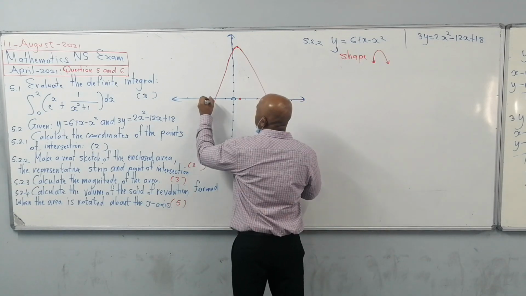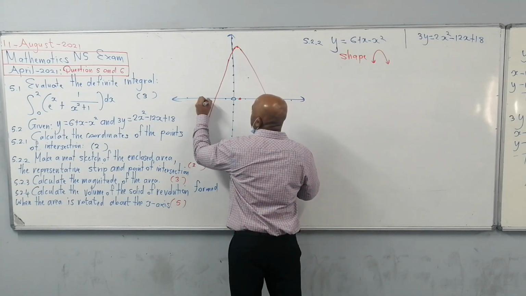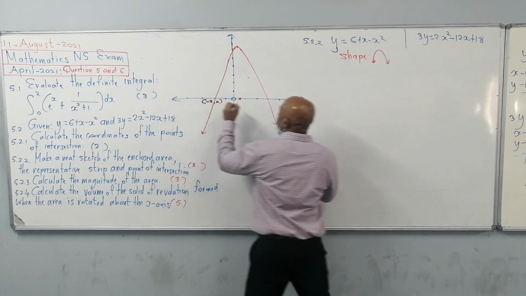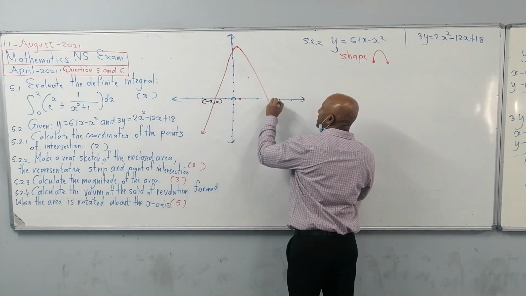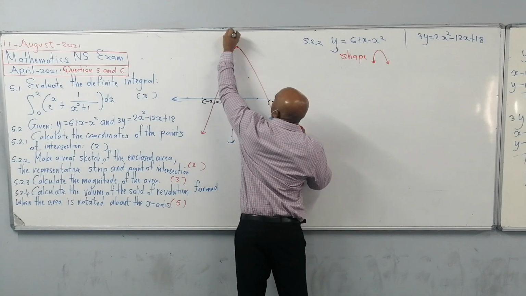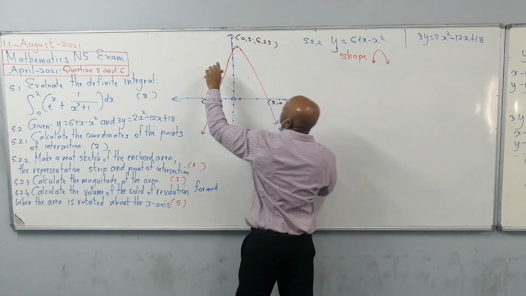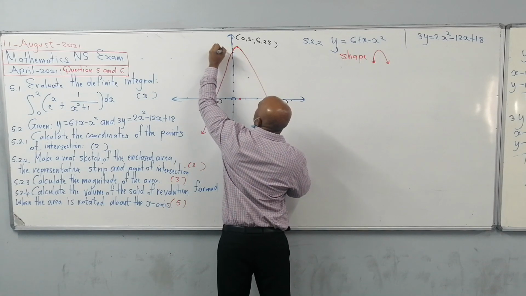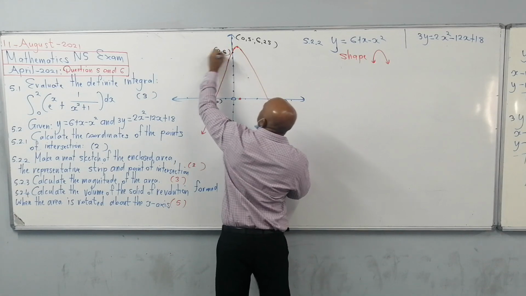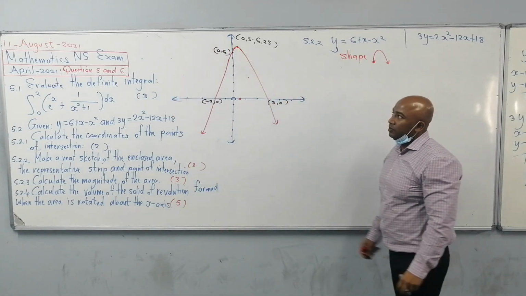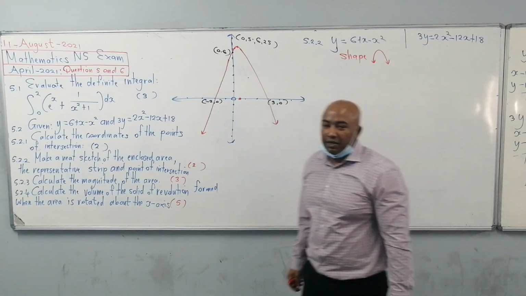So this was a minus 2, 0. This is a 3, 0. This turning point is 0.5, 6.25. This y-intercept here is a 0, 6. There's nothing more we need to write down here for this parabola.